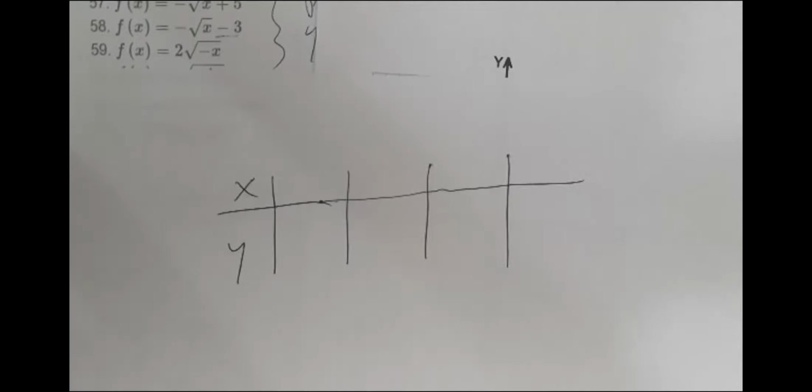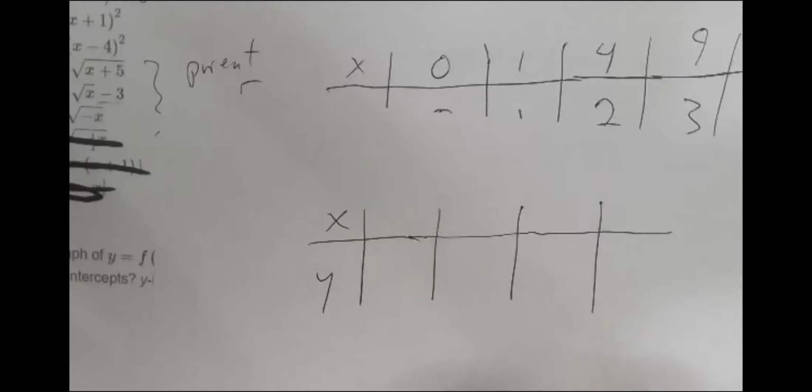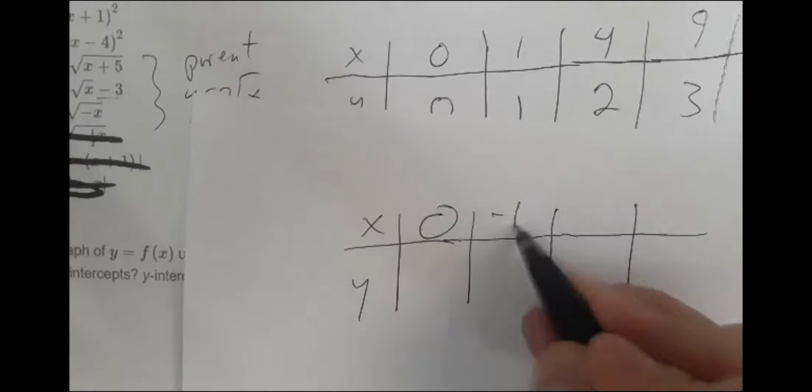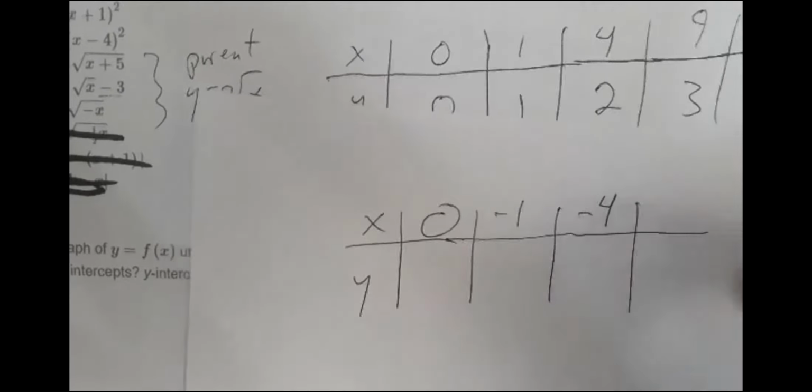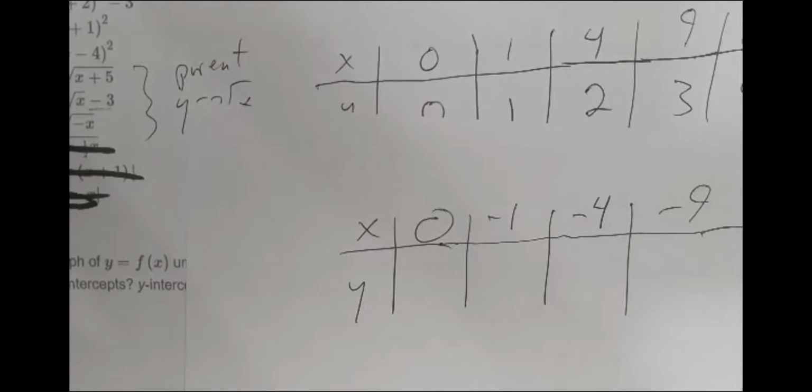59. We said we had to negate the x values. So we look over here, our x values look like this. If we're going to do the negative, negative 0 is 0. Negative of 1 is minus 1. Negative of 4 is minus 4. And I'm probably going to go up to negative 9. I'm not going to be able to graph much beyond that. I could do minus 16 if I really wanted to, but I don't have that big a graph.